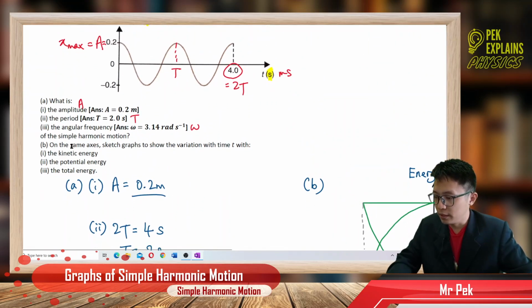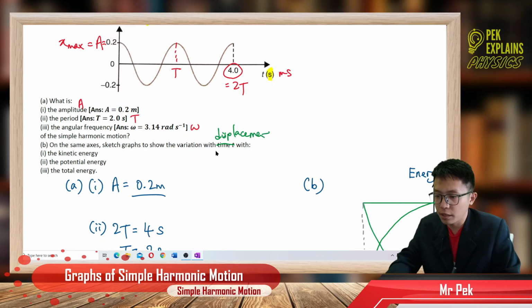Now, on the same axis, sketch graphs to show the variation with time of the kinetic energy. Actually, there is a typo here. In our syllabus it should be variation with displacement. I'm sorry about the typo.